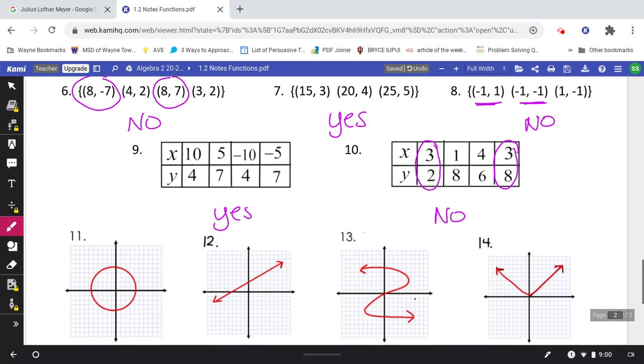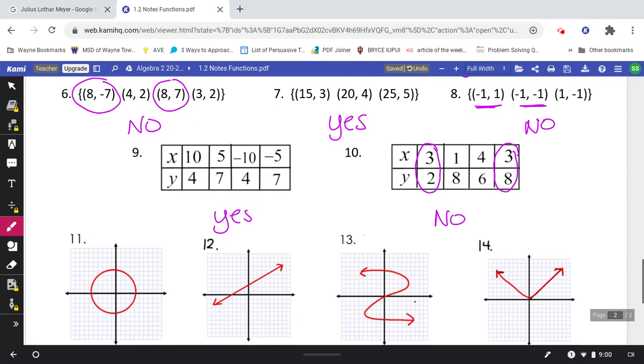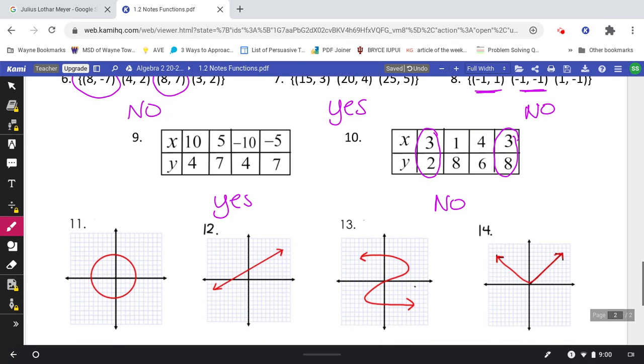So if you're taking any notes, make sure you jot down that the X's can't cheat, but the Y's are allowed to cheat.